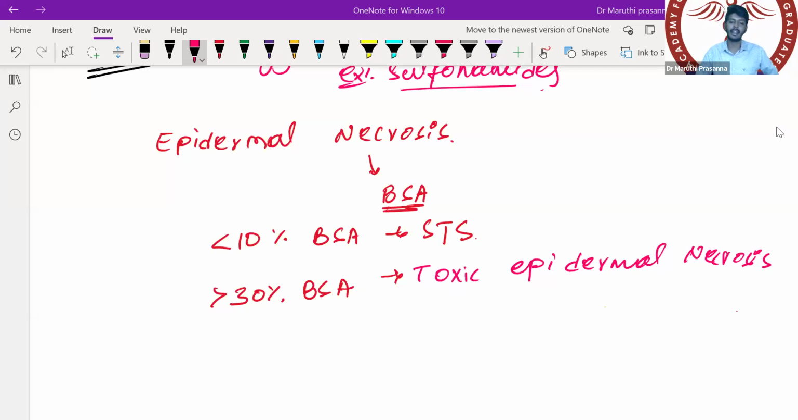TEN. So between the two, if it is 10 to 30%, what do you call it? It is called a gray area. So with epidermal necrosis there, we cannot say whether it is SJS or toxic epidermal necrosis, TEN.